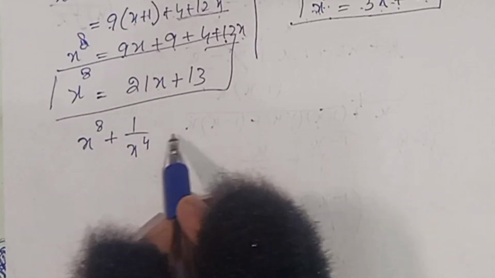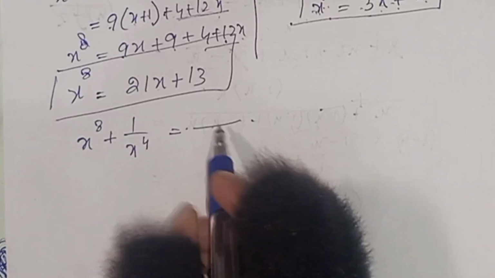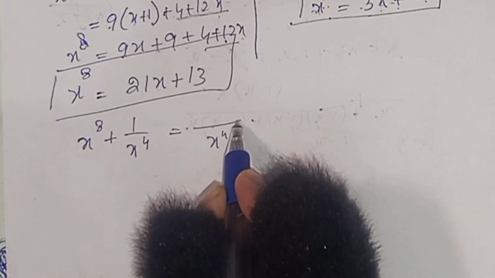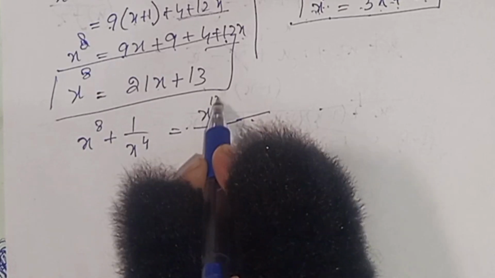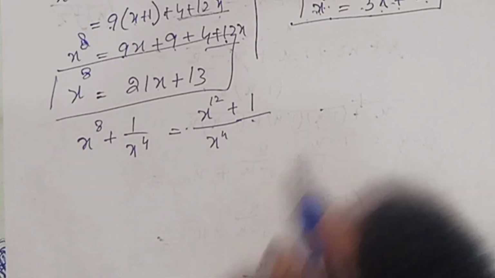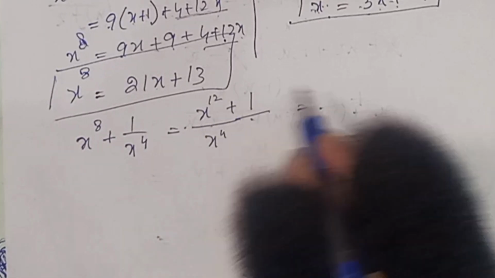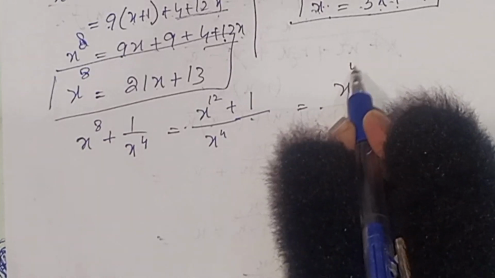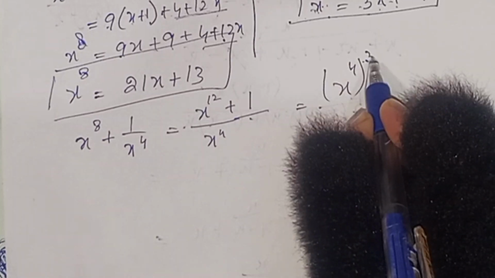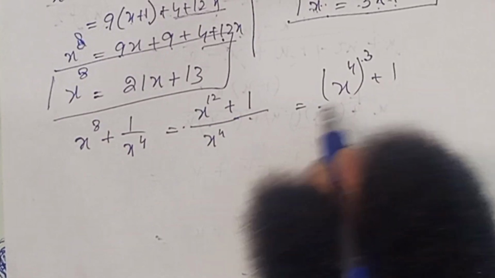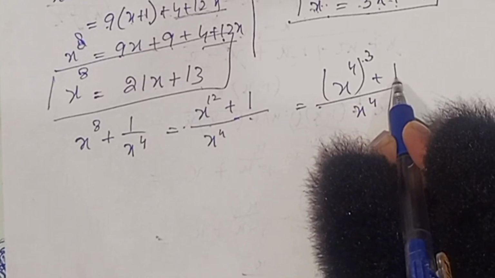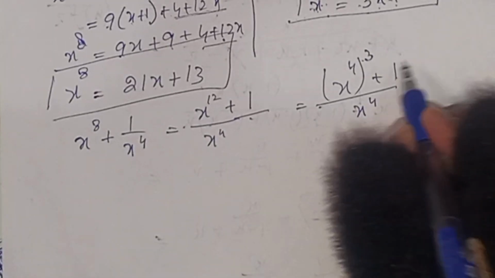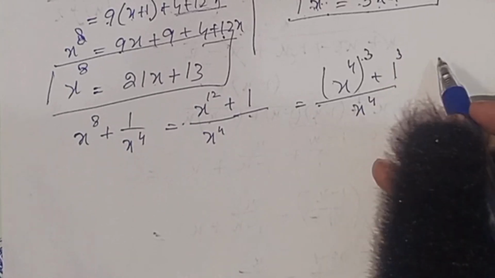We take the LCM, so this will become x^4 in the denominator, and the numerator will become x^12 + 1. We write this 12 as 4 × 3, so it is equal to (x^4)^3 + 1 over x^4. We write this 1 as 1^3, which is also equal to 1.